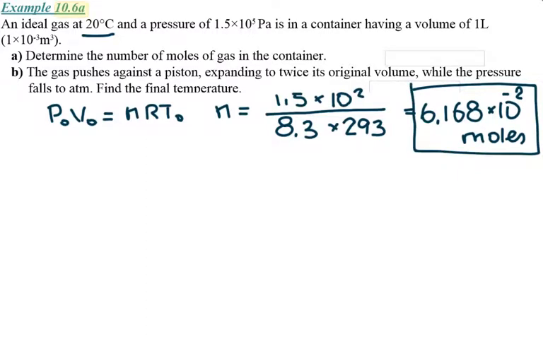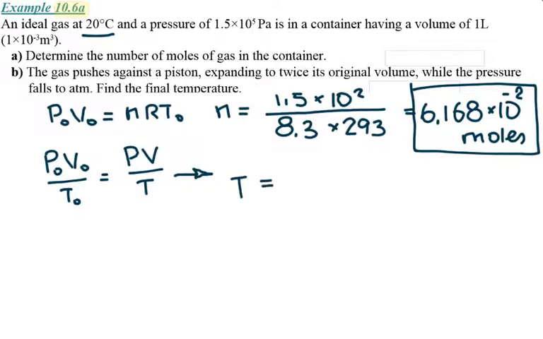And then I can use the ideal gas equation, which is P sub 0 V sub 0 over T sub 0 is equal to P_new V_new over T_new. If we plug in all the data that is given, then the new temperature, the final temperature, is equal to the new pressure times the new volume times the initial temperature, divided by the initial pressure and initial volume.